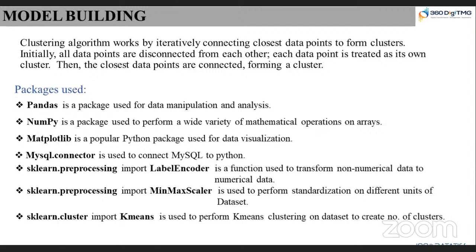Next, from sklearn, we imported label encoder function to transform non-numerical data to numerical data and min-max scaler to rescale variables within the range of 0 to 1. Our objective-based k-means is also imported from sklearn to perform clustering and create number of clusters.